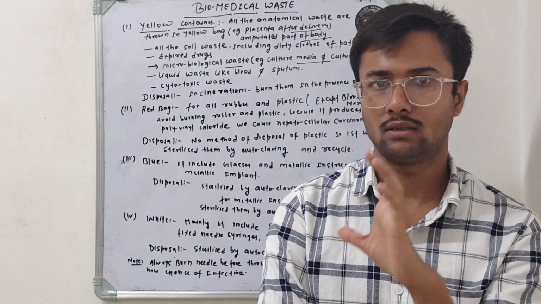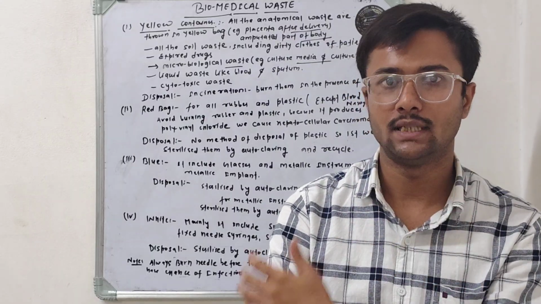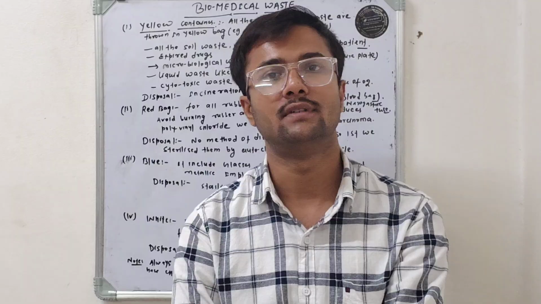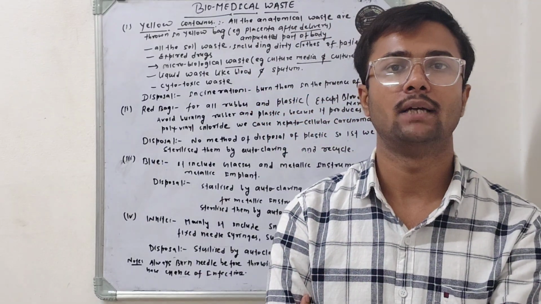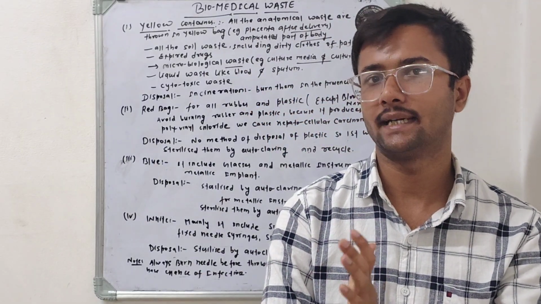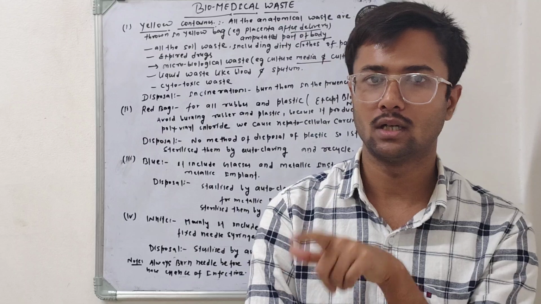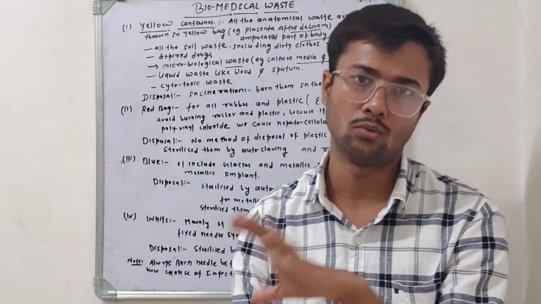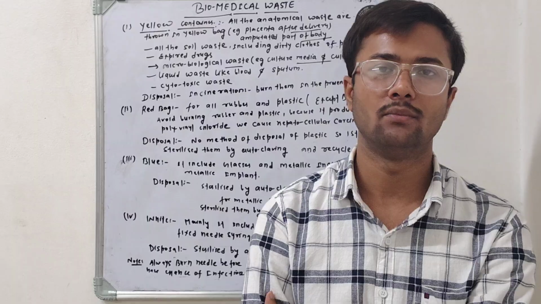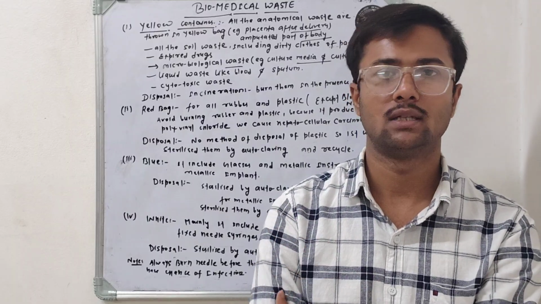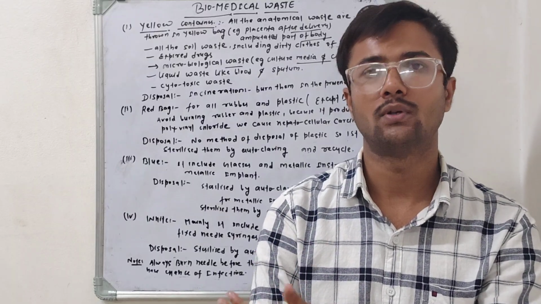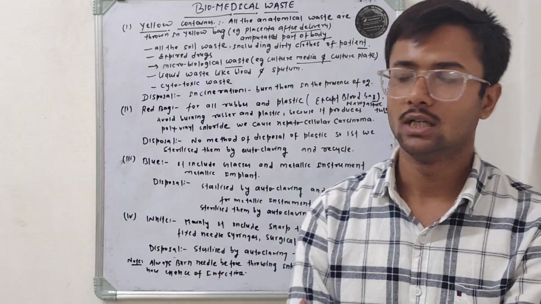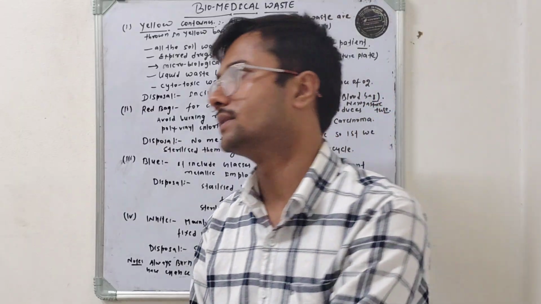For convenience of disposal of biomedical waste, we separate it into four categories on the basis of color code. I mean, there are four separate containers for throwing the different types of biomedical waste. One is the yellow container, blue container, red and white. So we are going to discuss one by one.